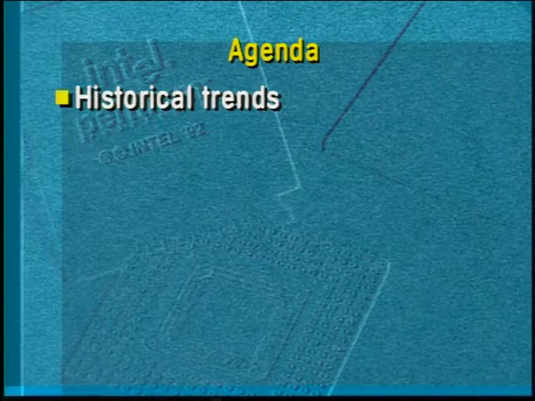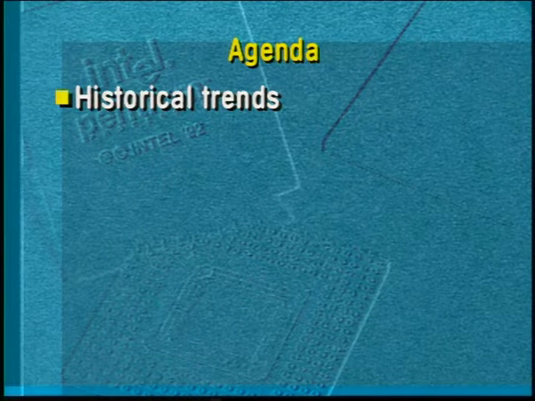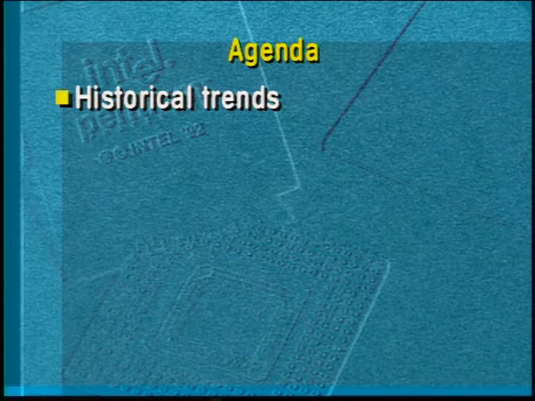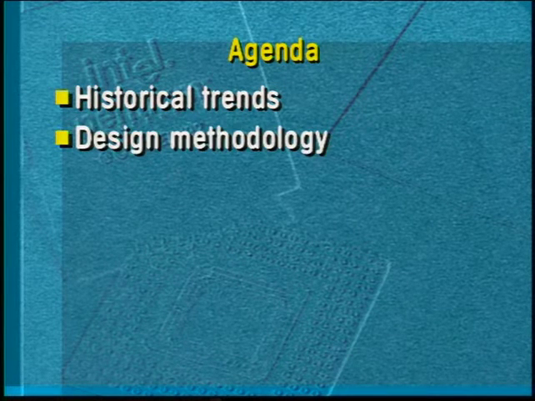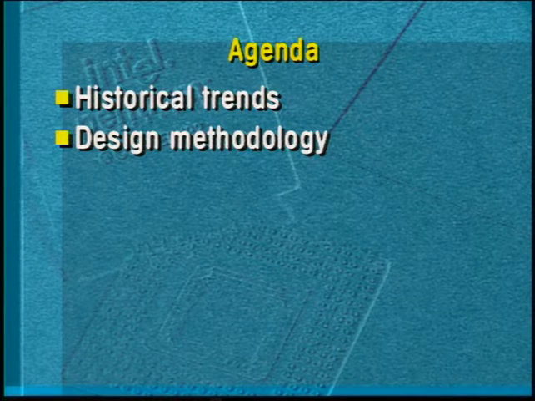I will start out with an historical perspective of Intel's microprocessors from the 386 up through the Pentium processor, and back that up with the underlying historical trends in the semiconductor technology from 1970 through the present. Then I will spend a few minutes describing a few key aspects of the design methodology we used.